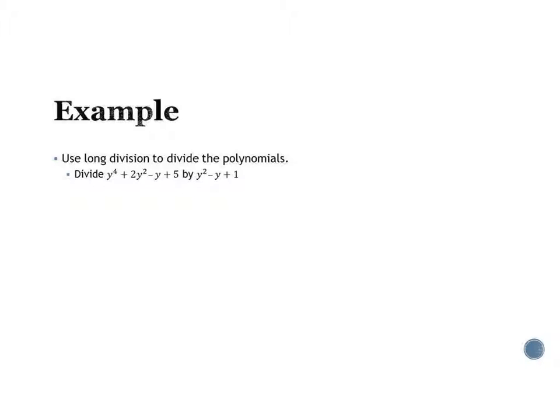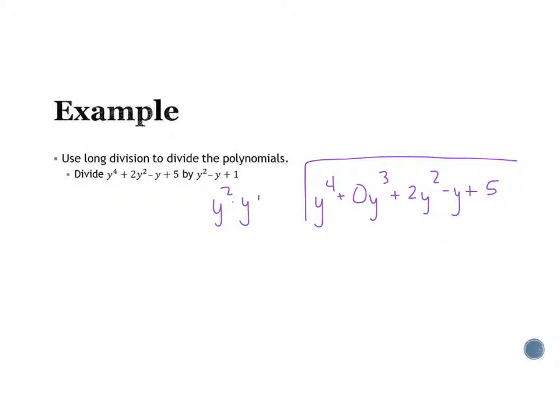So how do we do long division with polynomials? Well, first of all, we set it up the exact same. So I'm going to divide y to the 4th. Now I need my missing terms. So I'm going to say plus 0y cubed plus 2y squared minus y plus 5. We're going to divide this by y squared minus y plus 1.